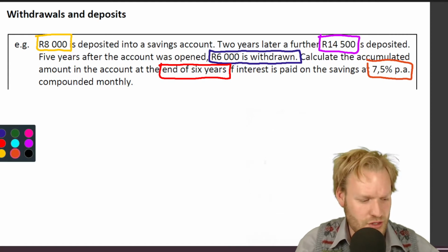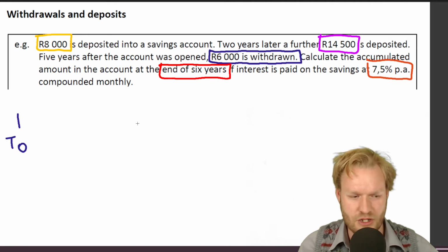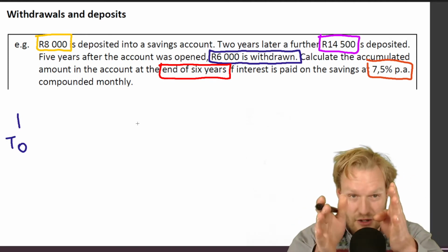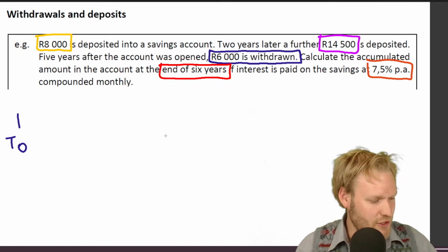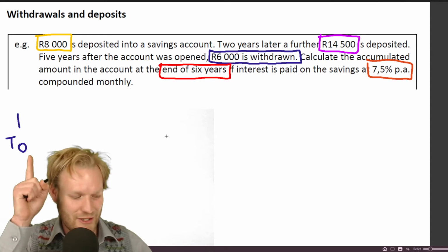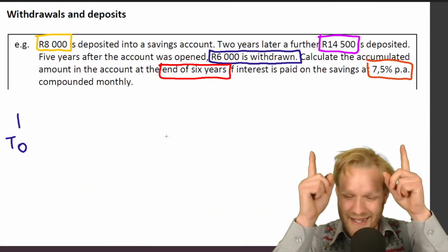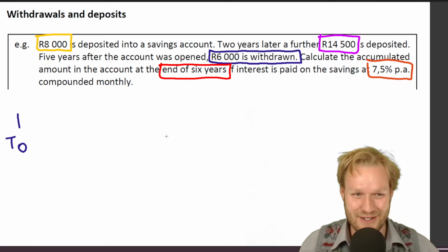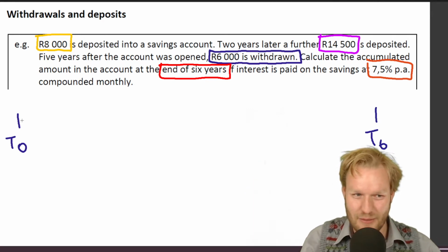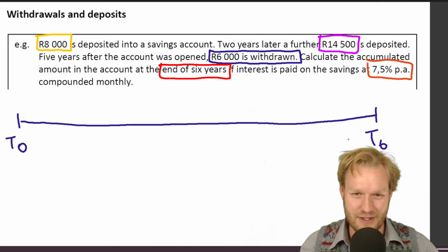So to do this, let's create a timeline. Over here, we're going to say T0 is where we're starting, kind of now, 0. Up here we start at T0, and then as we go along, things are going to happen. By the end, it'll be the end of 6 years, so let's put T6 over here. That's when we withdraw our money. And let's draw a lovely straight line across there.